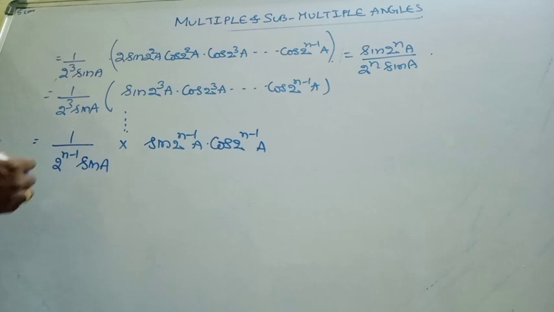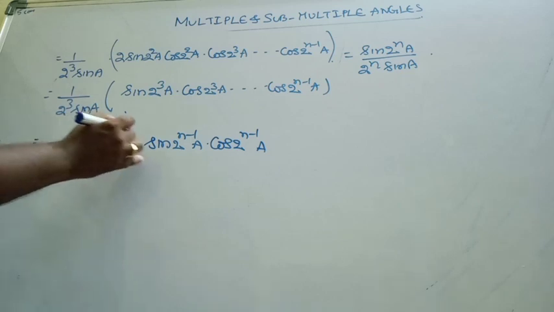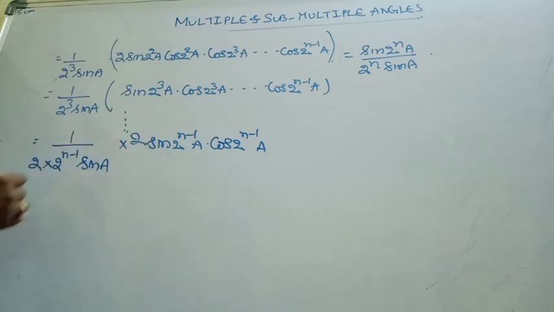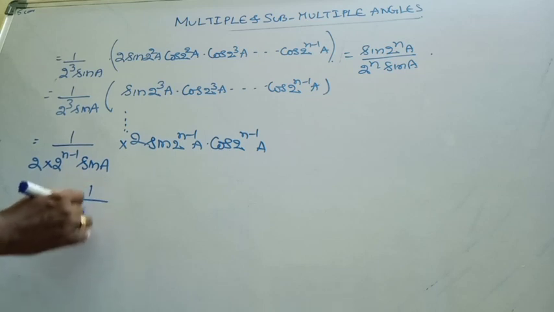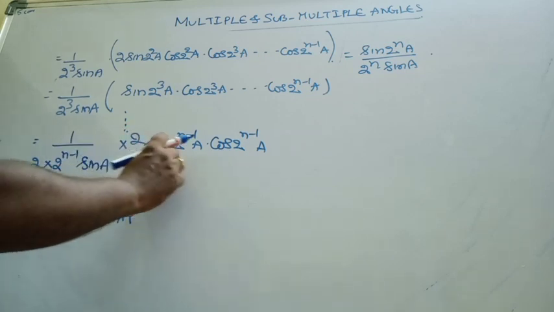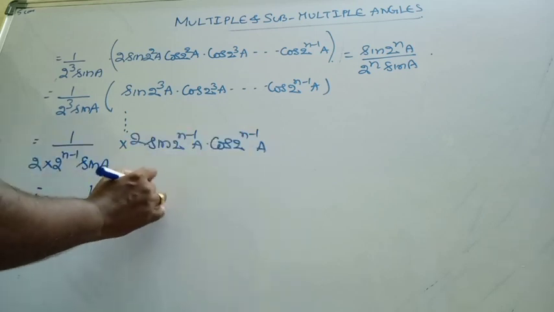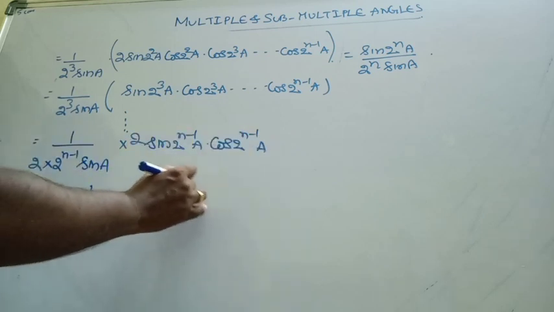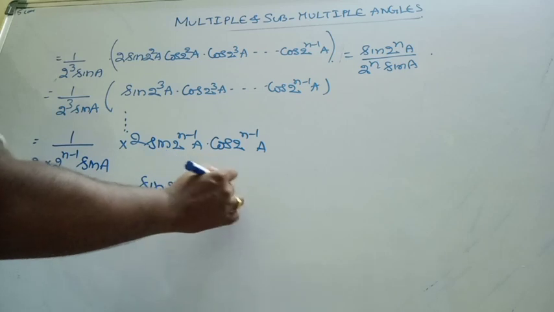For this, we multiply and divide by 2 now. Now this becomes 1 by 2 power n into sin A. Here 2 sin theta cos theta is sin 2 theta, giving sin of 2 into 2 power n minus 1 into A, like this.